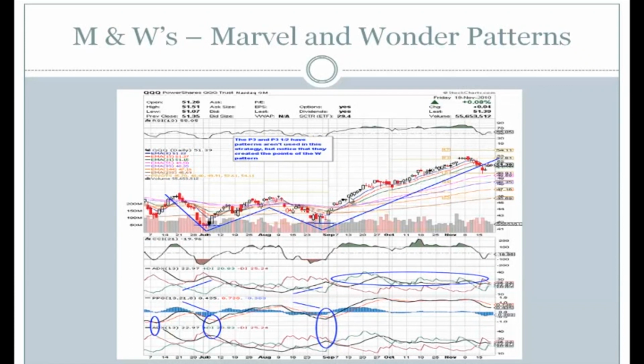Now there's a way to measure an expected move with a W pattern. You measure from what would be the peak here in the middle of the W down to the lowest portion of the W, and the dollar distance between here and here is added to the middle peak, and that then is your projected target.